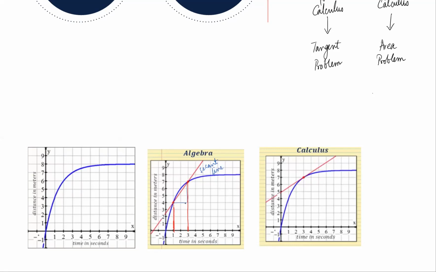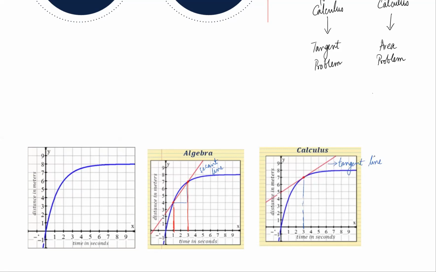You take the same idea, but then you move into calculus and we're saying, I am interested in finding the rate of change at this point, at this instant, when it's 3 seconds. What is the rate of change? So this now becomes a question of finding the slope of a line at a point instead of between 2 points. And so this line is called the tangent line.